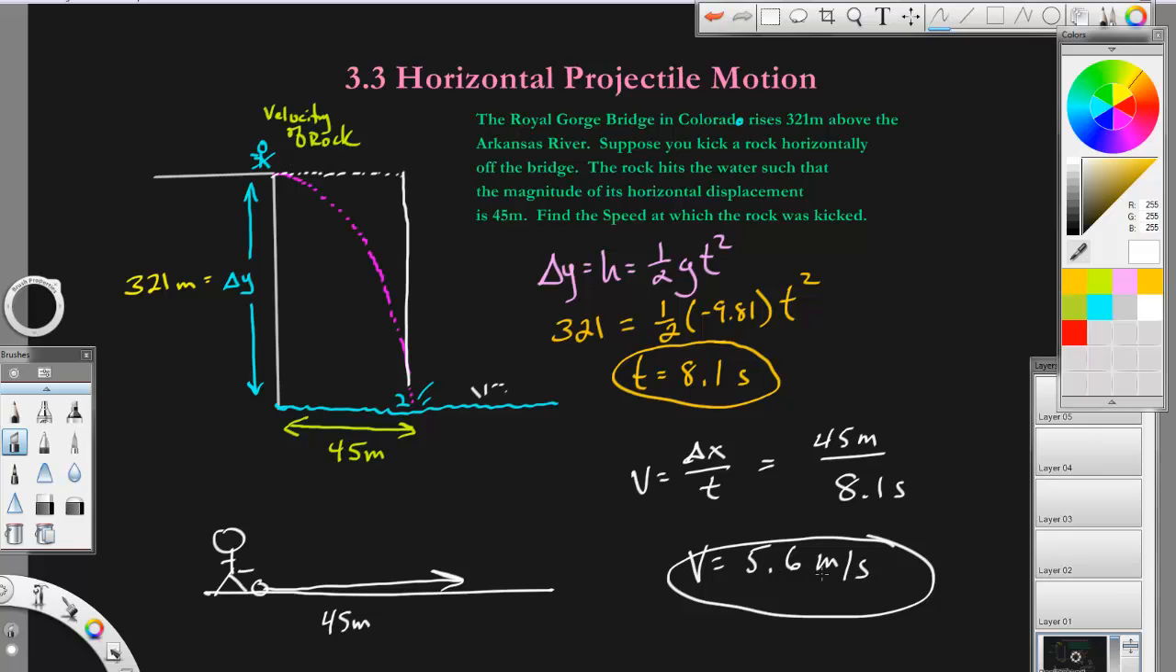And this is basically horizontal projectile motion. You can switch this problem around and say, if you kicked the rock at 5.6 meters per second, how far does it go out and hit the water? You could do an infinite amount of things with this scenario of just this guy kicking a rock off the bridge. I want you to think about this. There'll be lots of problems. Have a good one.